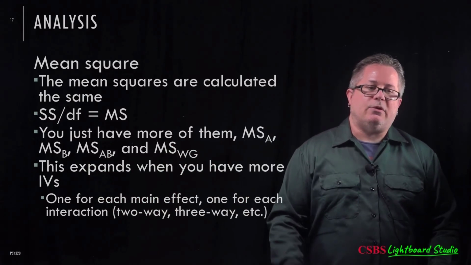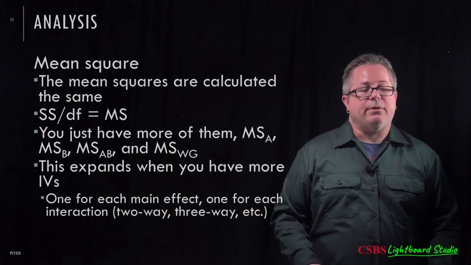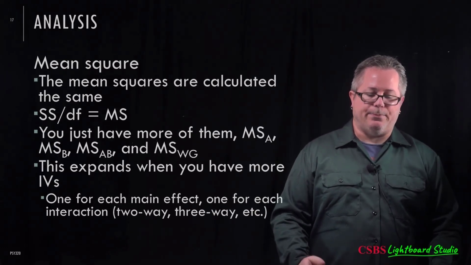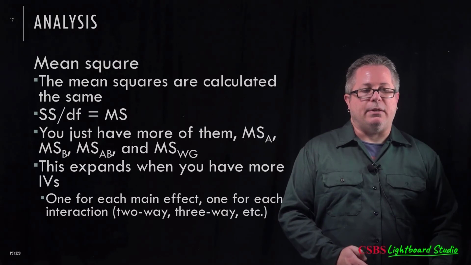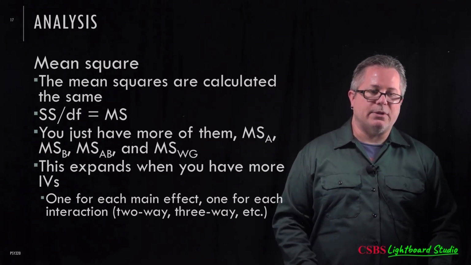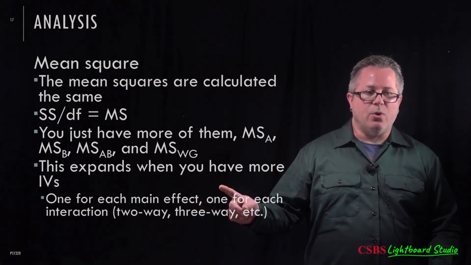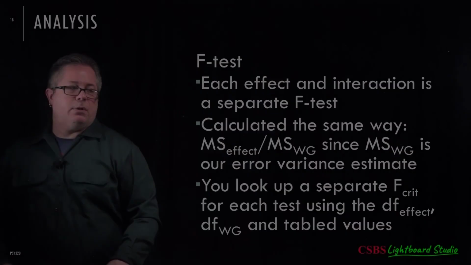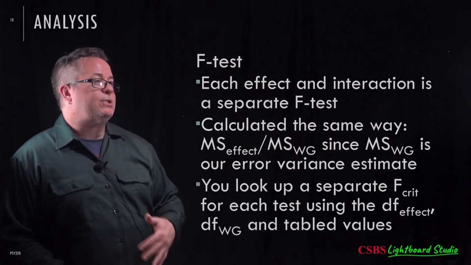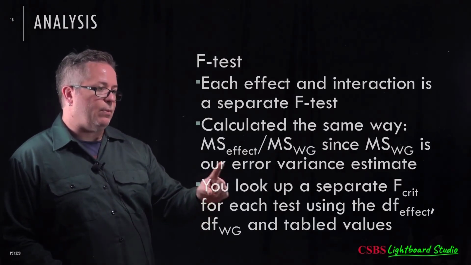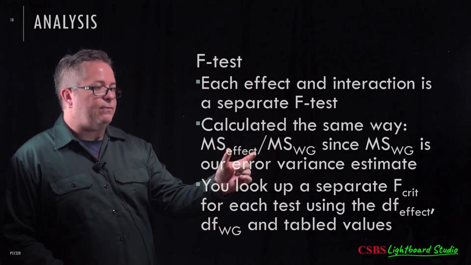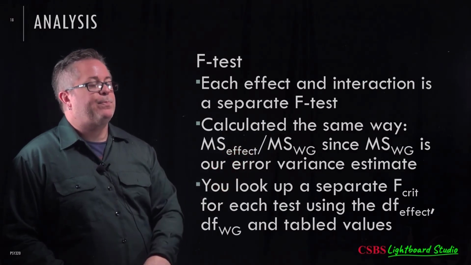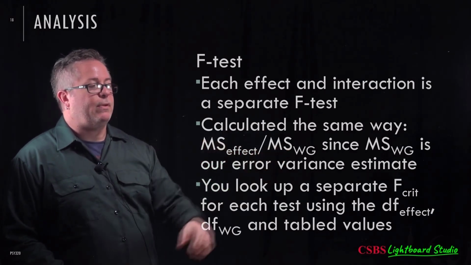This expands when you have more IVs, and we'll talk about that a little later. But for now, because we only have A and B IVs, we just have A, B, the interaction between A and B, and then error, and we can use those to calculate our F's. So one for each main effect, one for the interaction, and then the within groups, and we divide them to get our F's. Each effect and interaction is a separate F test, calculated the same way: whichever effect, meaning the effect for A, B, or AB, over MSWG.